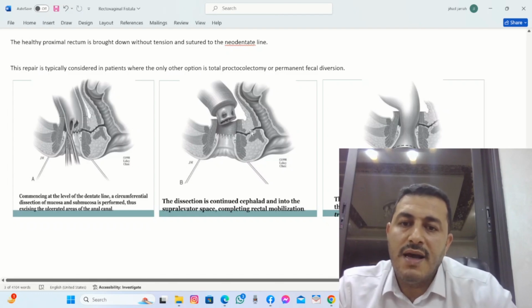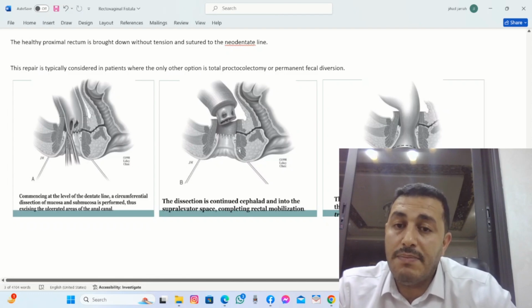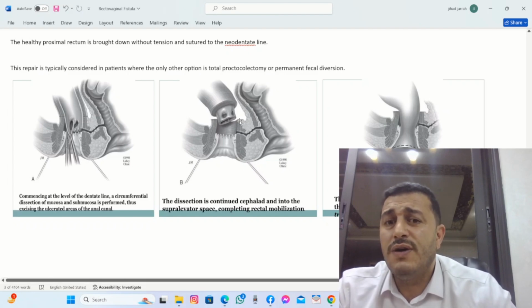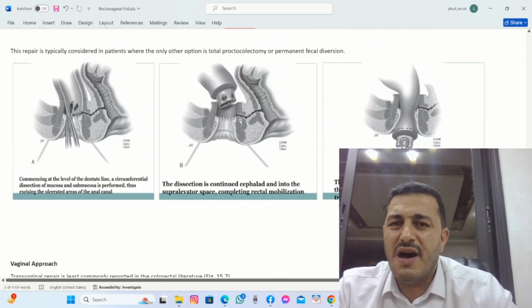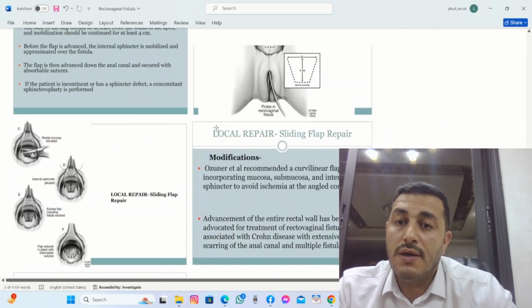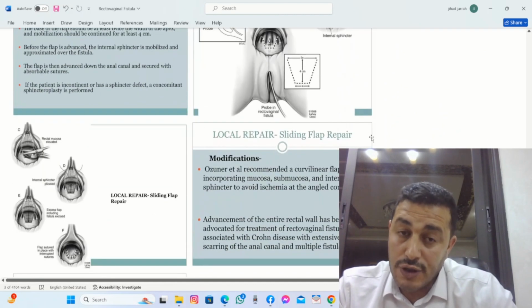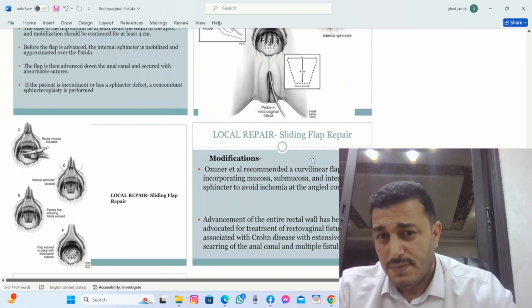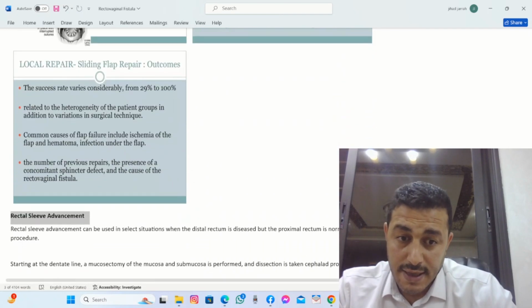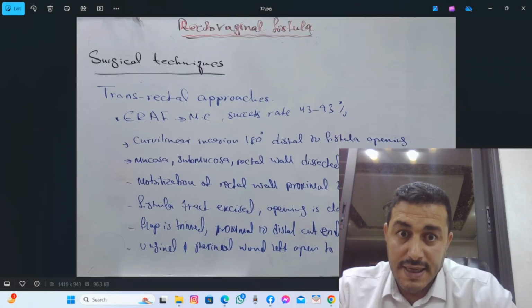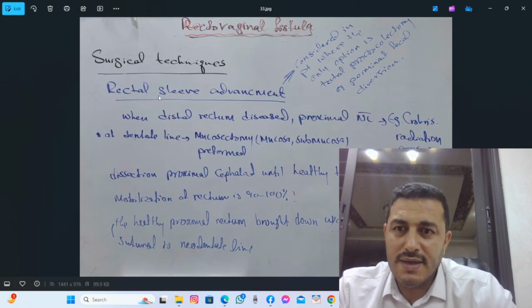You can see this is a fistula. Why do we not repair it with an endorectal advancement flap? Maybe this is because of Crohn's. Maybe this is because of radiation. They are more complex, with no healthy tissue. Healthy tissue is mandatory for the flap technique, the endorectal advancement flap, or sometimes they call it the sliding flap technique.